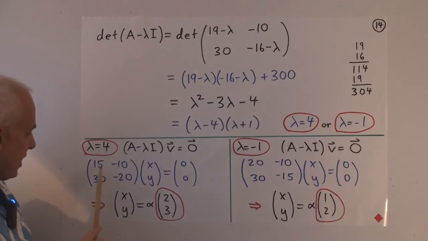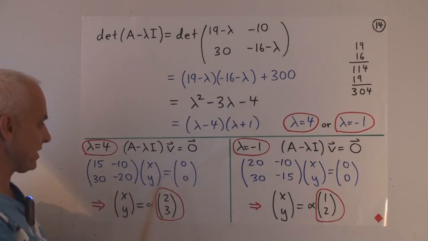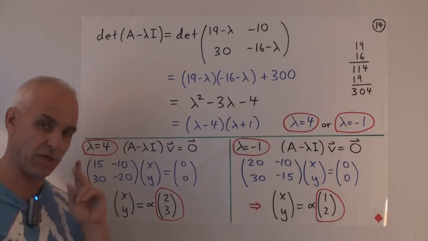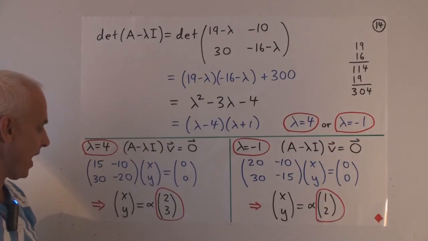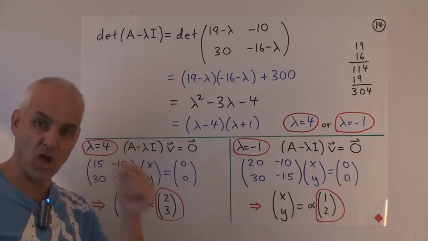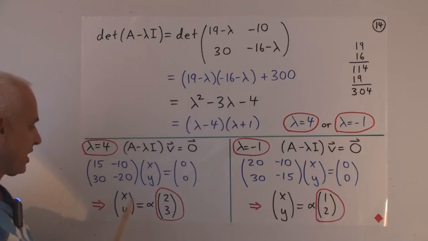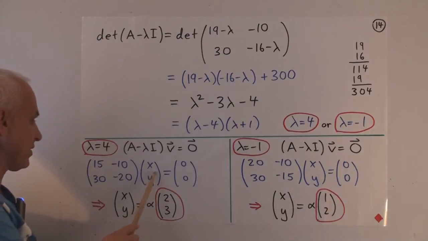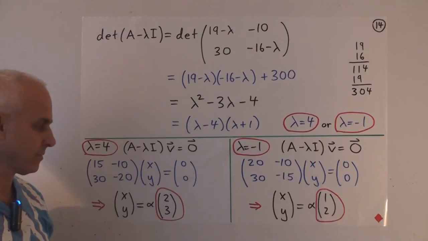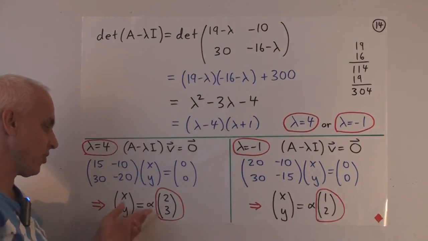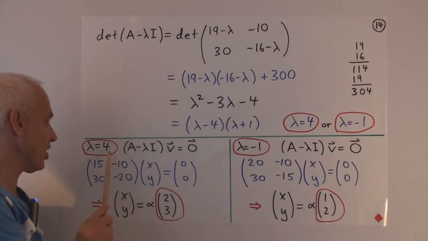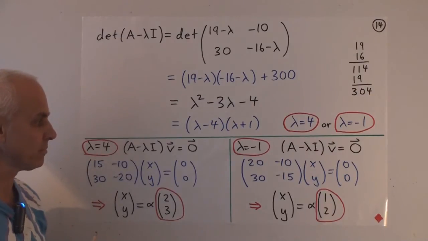Now if you stare at this, you'll see that the first equation is actually the same as the second equation up to a multiple of 2. So although it looks like there's two equations, there's really only one equation. And that's what lets there be a non-zero solution. It turns out that x and y is a multiple of 2, 3. So if x is 2 and y is 3, then we get 30 minus 30 equals 0. And there's a parameter because you can take any multiple of 2, 3. That's the eigenvector associated to the eigenvalue lambda equals 4.